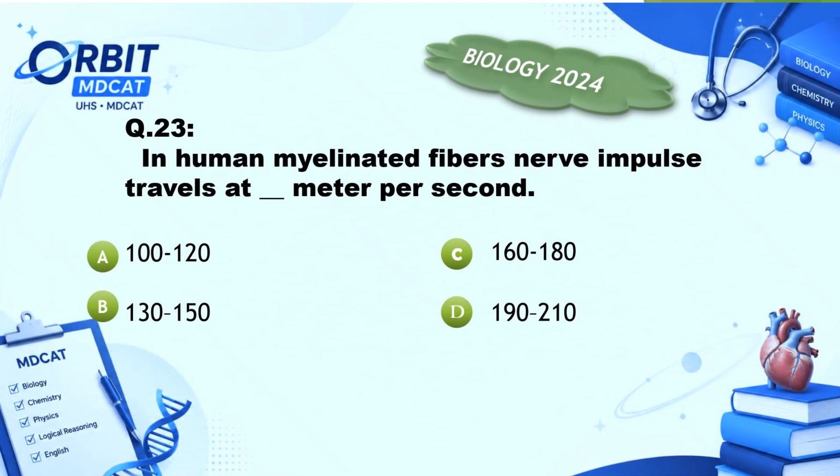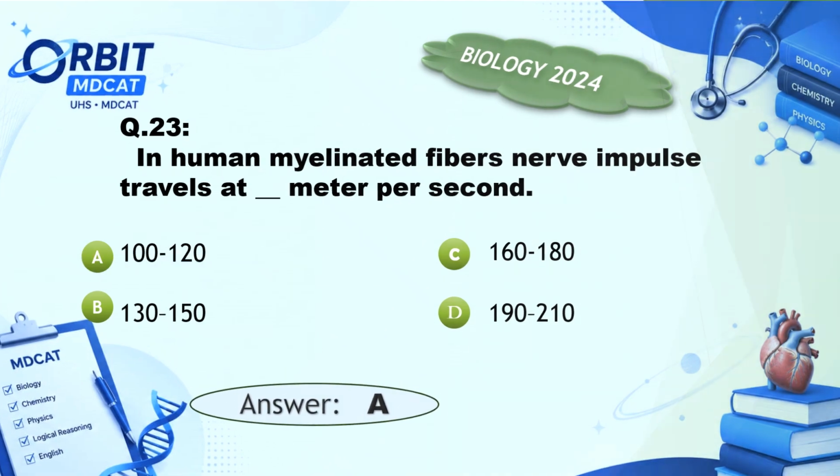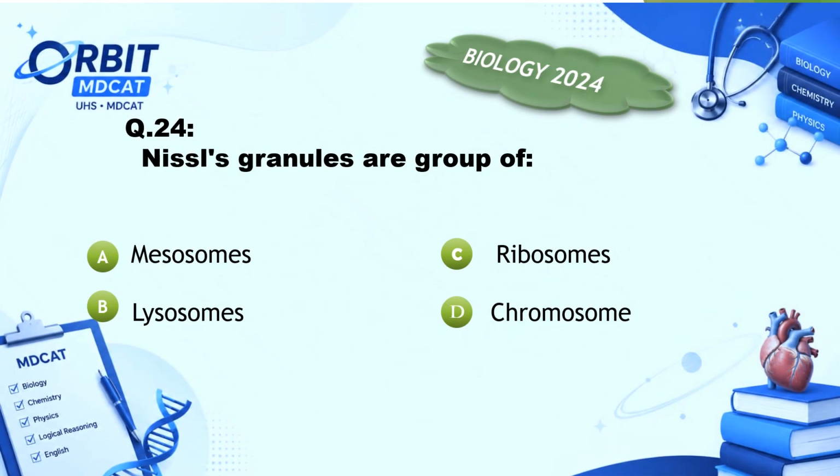Question number 23: in human myelinated fibers, nerve impulse travels at dash meter per second. A. 100 to 120, B. 130 to 150, C. 160 to 180, D. 190 to 210. Question number 24: Nissl's granules are group of A. Mesosomes, B. Lysosomes, C. Ribosomes, D. Chromosome.